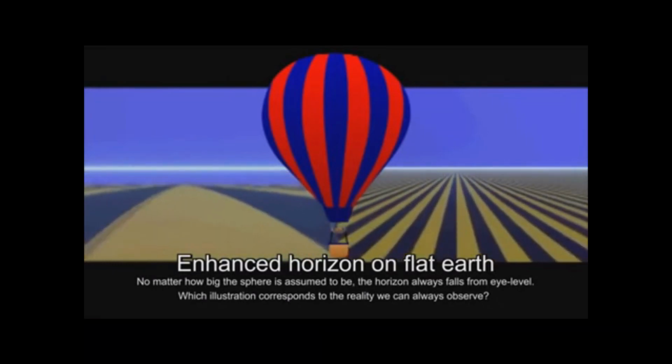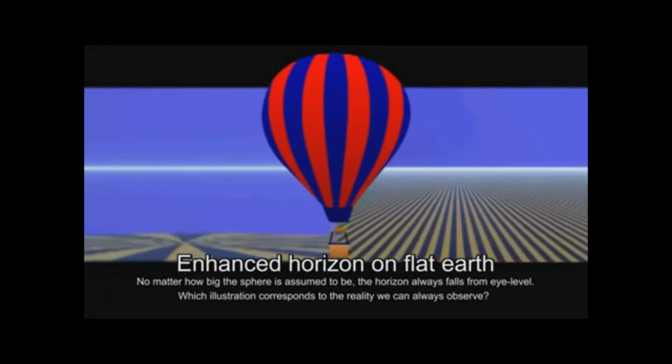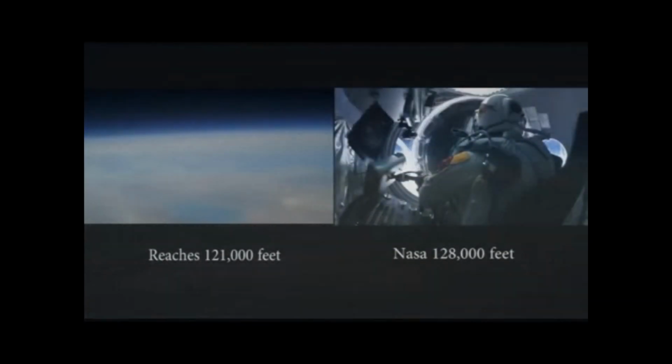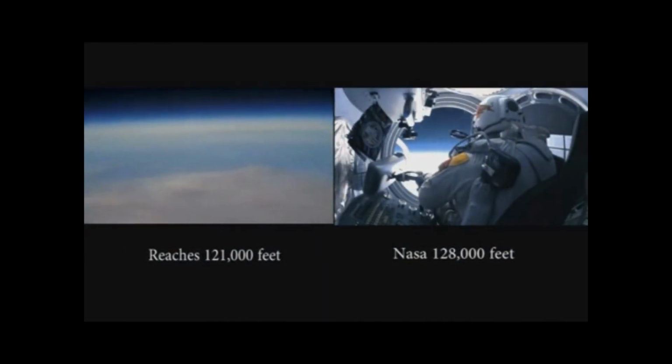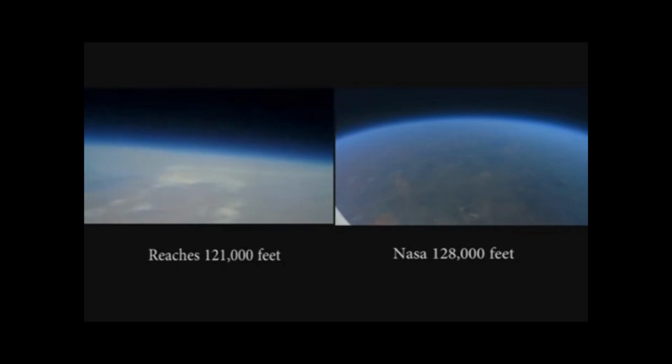Amateurs have sent balloons to heights of over 121,000 feet, and you can watch video online of the horizon rising with the camera level and remaining perfectly flat 360 degrees around. NASA videos and other official sources, however, such as the recent Red Bull skydive at 128,000 feet, have been caught adding fake curvature to the Earth via wide-angle lenses and post-production work.